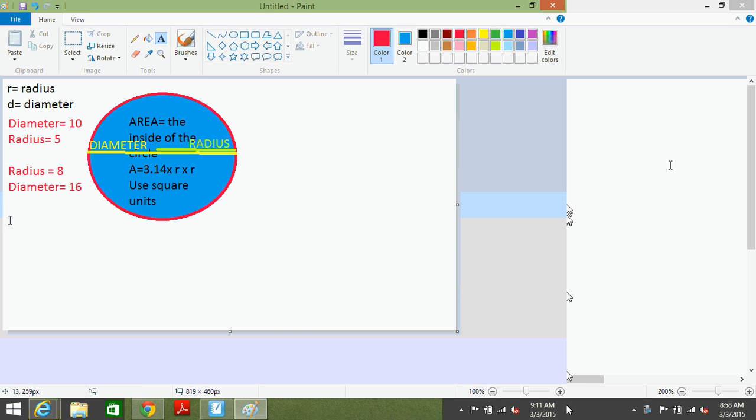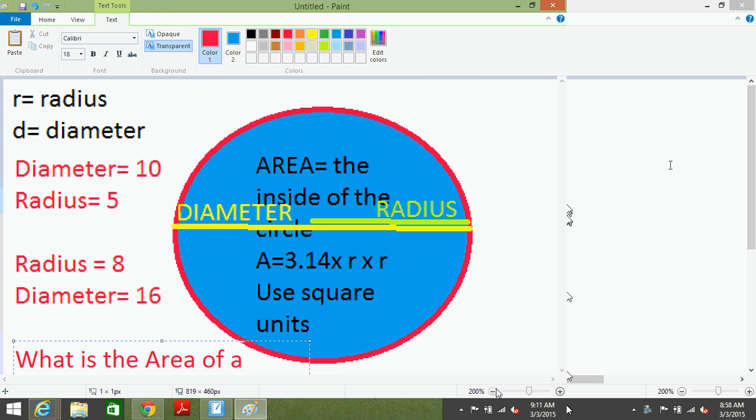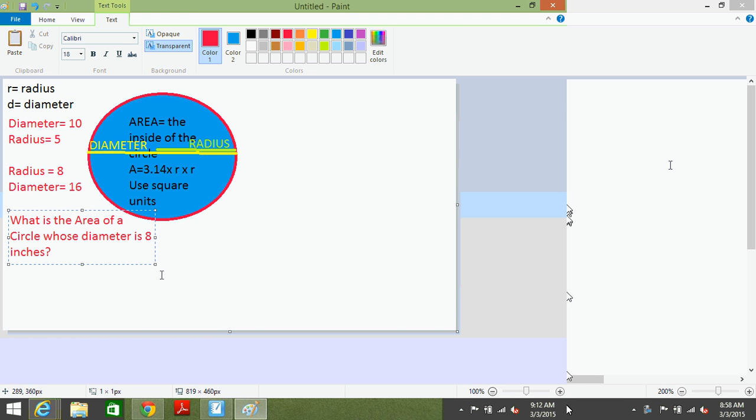Okay, let's solve an area problem going down this side right here. Let's actually solve one. You need a calculator. Okay, type that question. What is the area of a circle whose diameter is 8 inches?